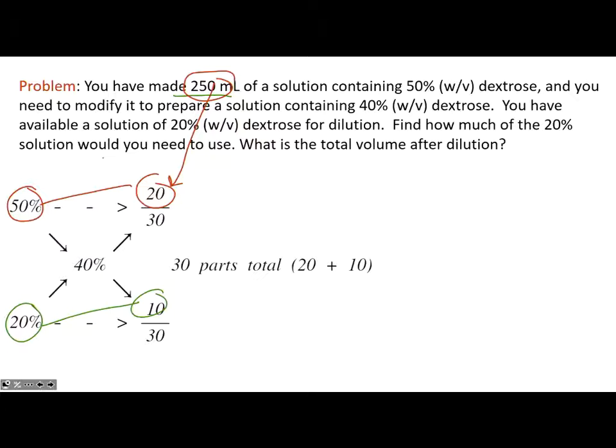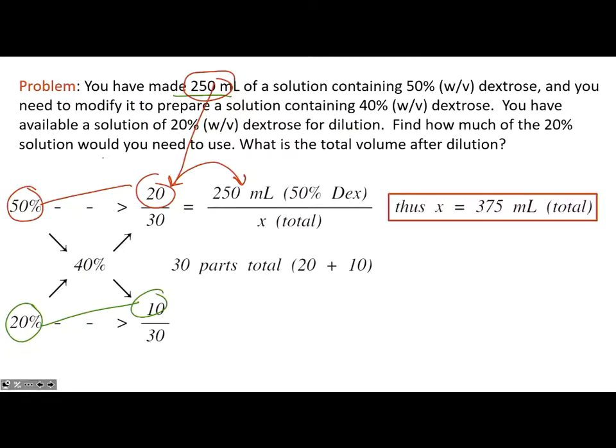The 250 mils is the volume of the 50%, and we said of the 50%, I need to have 20 parts. So now what I can do is set that equal to, essentially, set that value over to here. The 250 represents the value of the 20 parts over X. Now when I solve for X, I'm solving for the total. I know how much 50%, 250 mils. If I solve for X, I see that what I need is, in the end, to make sure that 250 mils of 50% resides in a total volume of 375. Okay? And this 375 represents that value, which represents this value, which is the same as this value.